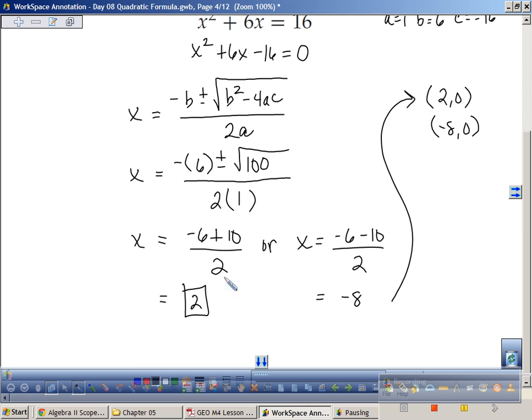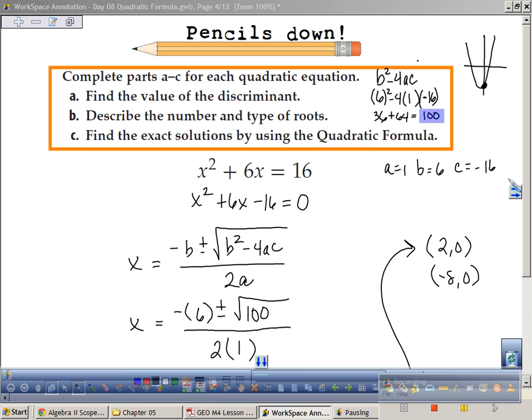I will no longer accept this on a test right here. I'm going to take points off if you don't put this. 2 and negative 8 is not your answer. 2, 0, and negative 8, 0 is your answer. It's a spot on the graph, right? Where what? The spot on your graph, point on your graph, where what?